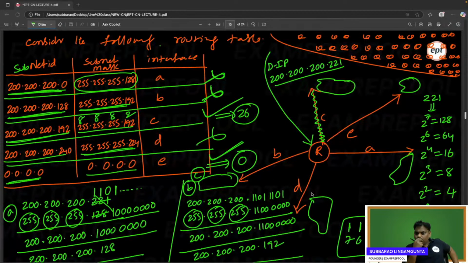Let me know if anyone has any objection. Any packet will come with some destination IP; do an AND operation with the subnet mask. In the same row, verify whether the net ID is matching or not. If matching, go through that interface. If more than one interface is matching, take that interface as the answer which has the subnet mask with more ones. Let me know any objection.